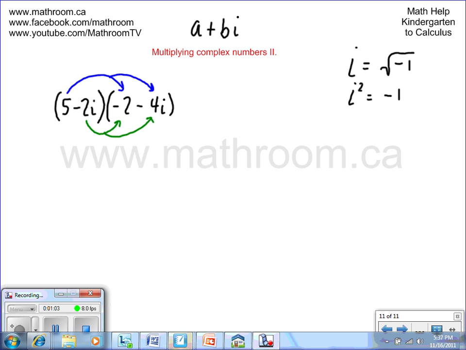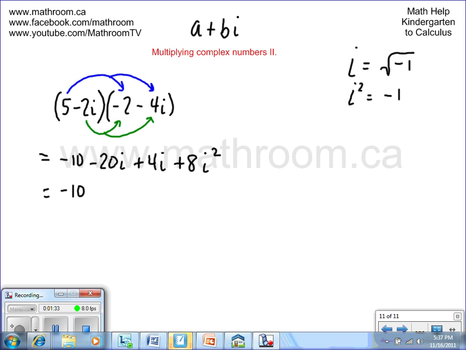Okay, so let's do that step by step. 5 times minus 2 is minus 10, and 5 times minus 4i is minus 20i. Minus 2i times minus 2 is plus 4i, and minus 2i times minus 4i is plus 8i squared. Okay, so we're going to simplify this.